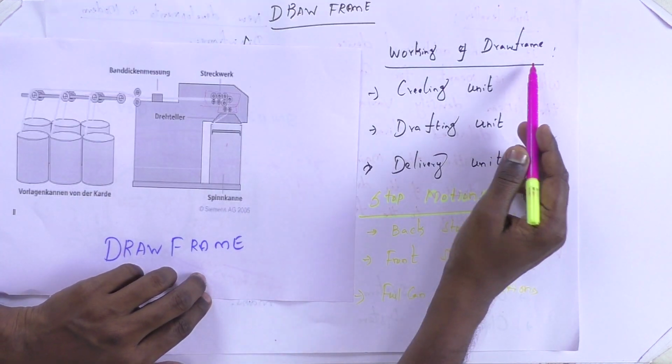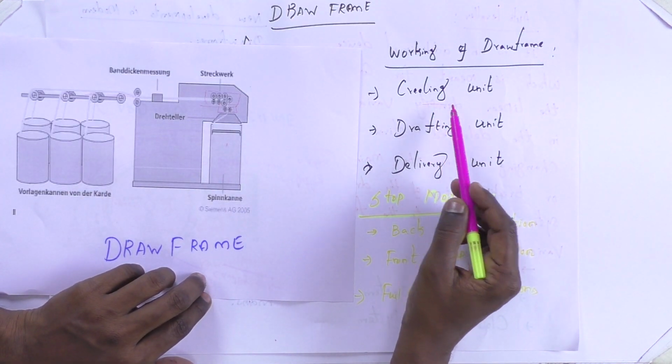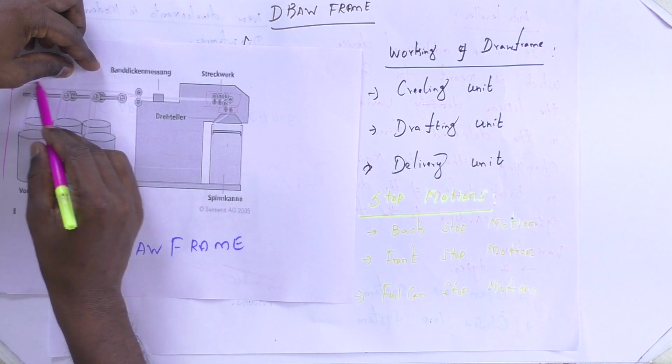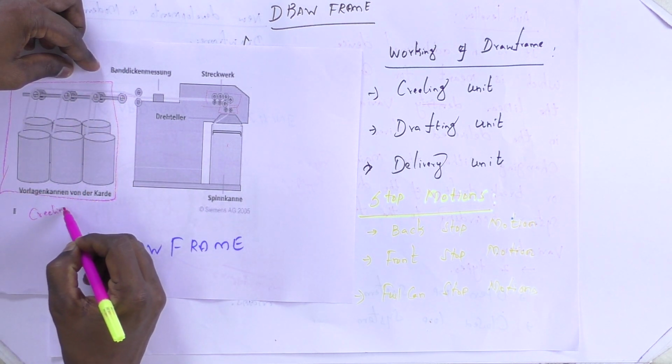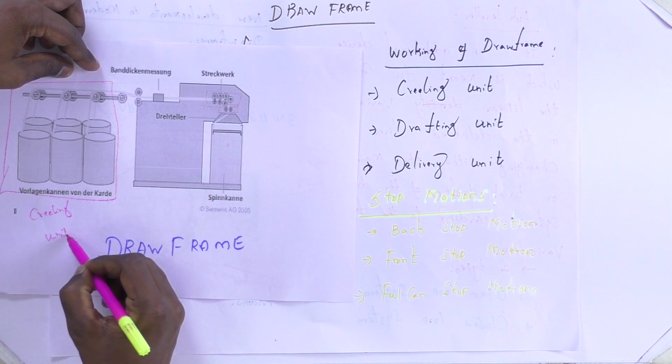So, the working of the draw frame. First, the creeling unit. This area is the creeling unit. What is the creeling unit? The area where the feed material is placed in the machine is called the creeling area. Here in the draw frame, we can use 8 sliver cans, and each sliver is passed through the lifting rollers. The lifting roller acts as a stop motion.